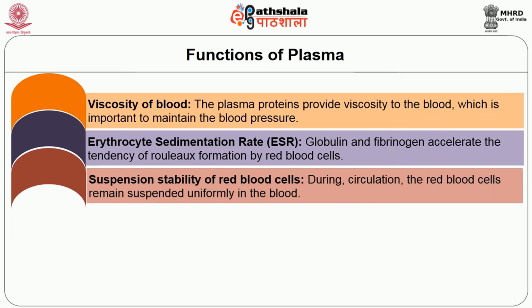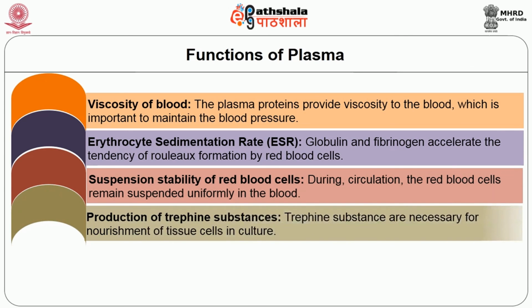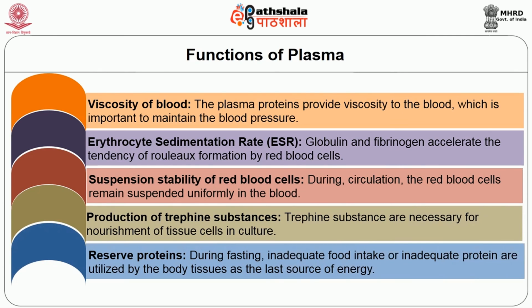During circulation, the red blood cells remain suspended uniformly in the blood. This property of the red blood cells is called the suspension stability. Production of trypsin substances. The trypsin substances are necessary for the nourishment of the tissue cells in culture. These substances are produced by the leukocytes from the plasma proteins. Number 10 is a reserve protein. During fasting, inadequate food intake or inadequate protein, the plasma proteins are utilized by the body tissues as the last source of energy. Because of this, the plasma proteins are called the reserve proteins.